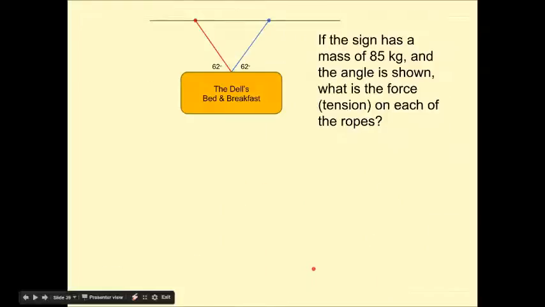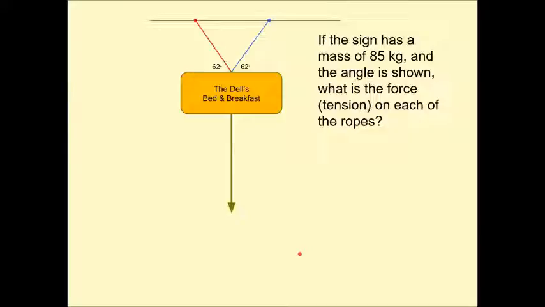Now, what if we take that same sign and we put the ropes in the middle of the sign, and now we form this angle? We have a 62-degree angle formed from the sign to the ropes. Now we're going to calculate the tension. Intuitively, I want you to think right now whether we're going to get the tension as more or less. Pause. Okay, let's see what happens here.